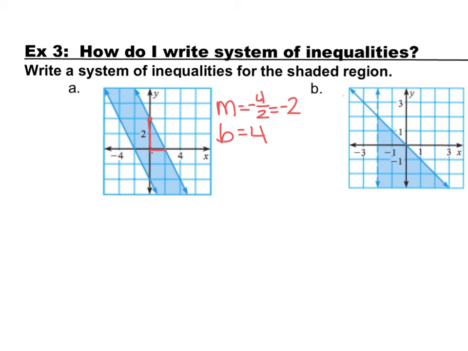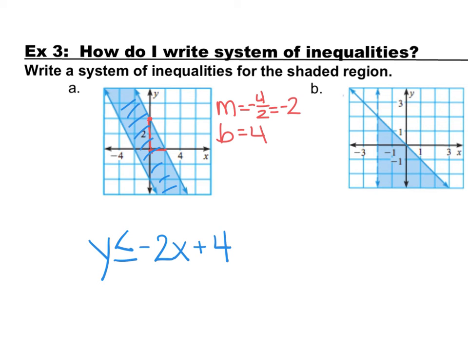So let's write our first inequality. I'm going to have y, and I'll fill in the inequality part in just a minute. I'm just going to plug in the -2x, y is equal to mx plus b. Now we need to determine what our inequality sign is going to look like. Notice how it's shading below this line, so it's going to be less than, and it's also solid, so it's going to be equal to. So that's our first inequality.